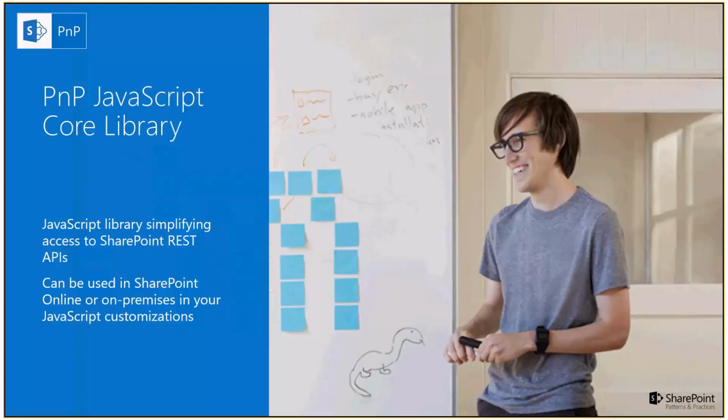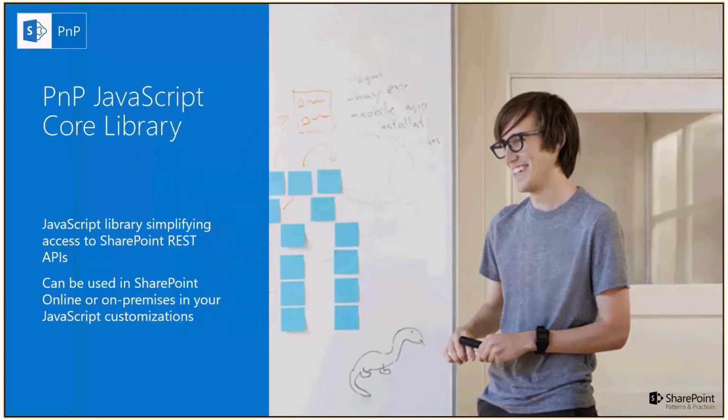So for JavaScript, the PnP provides also a library which is simplifying access to SharePoint REST APIs. So if you actually have JavaScript-driven customizations, like SharePoint Framework client-side web parts, or classic JavaScript customizations, the PnP JavaScript core library actually makes accessing, calling, or getting information from SharePoint using the REST API super easy. And you don't have to worry about additional headers and additional GET and POST messages and everything like that. All that is encapsulated inside of the PnP JavaScript core library. So it makes the development, again, easier for developers, which increases their productivity.